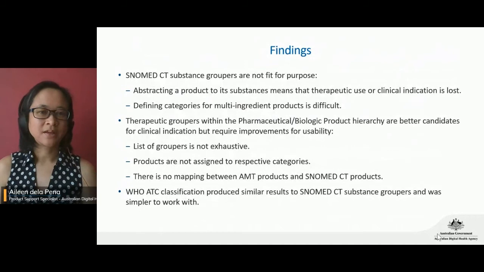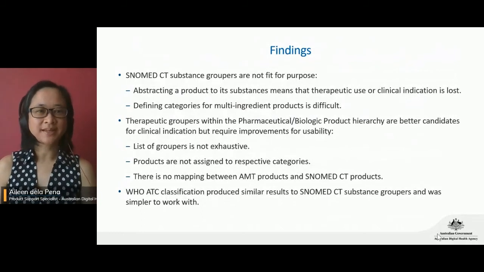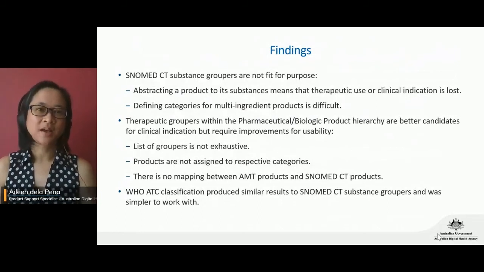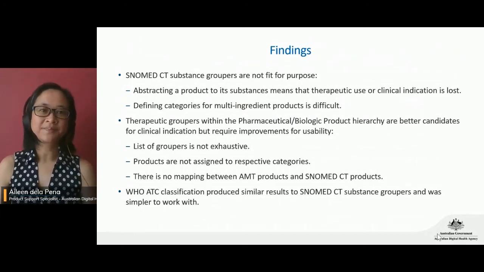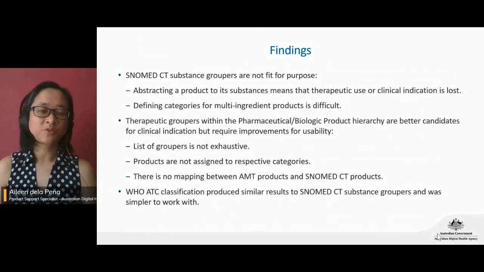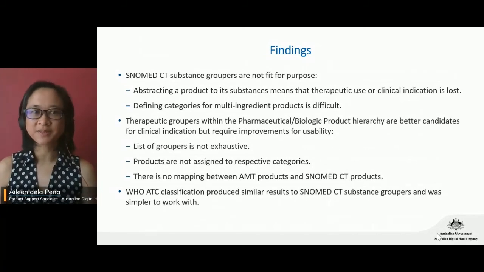And this problem is compounded with multi-ingredient products, as it doesn't make sense to abstract them to the individual substance. So therapeutic role groupers in the product hierarchy are better candidates for this type of analysis because they clearly identify a medicine's use, but they require some improvements for usability. The list of groupers in the hierarchy at this stage is not extensive enough, and perhaps the bigger barrier is that where a grouper does exist, it doesn't contain all of the products expected to be grouped under it. So it would be helpful if there was a roadmap to know the scope of work remaining and timeframes for users who are interested in these types of concepts.